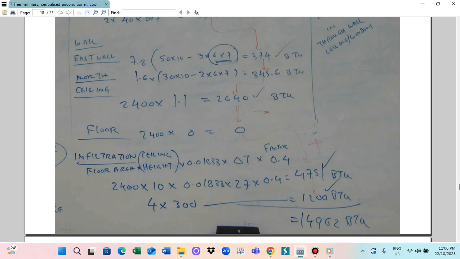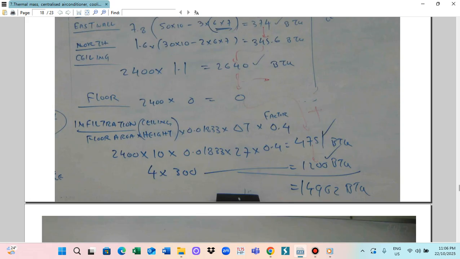So those are the heat transfers: 1092 plus 3360, 374, 2640. All of those you have to add. Another one will be the infiltration. This is for the total heat transfer.